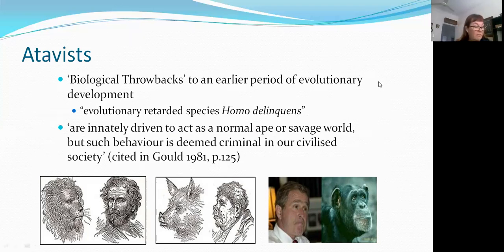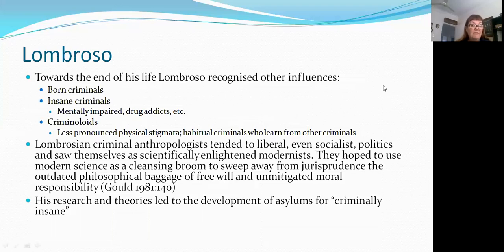They are biological throwbacks. Towards the end of his life, Lombroso did recognise other influences, so born criminals. He said these were the biological throwbacks. Insane criminals, he believed these to be idiots and imbeciles and those with disorders that predispose them to deviant behaviour such as dementia, epilepsy and alcoholism. And criminaloids were anyone else who committed any crime that didn't fit into the born or insane criminal category. So he said that these were the good people who committed acts in a jealous rage or who were surrounded by criminal influences later in life. Okay?